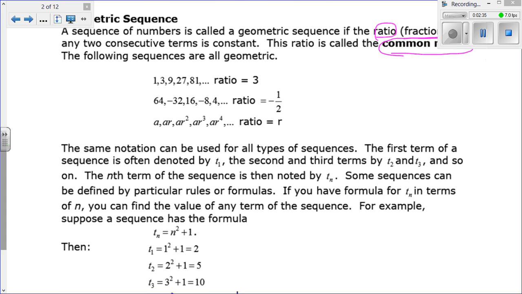All right. So I have 1, 3, 9, 27, 81. My ratio is 3. 3 divided by 1 is 3. 9 divided by 3 is 3. 27 divided by 9 is 3. And 81 divided by 27 is 3. 64, negative 32, 16, negative 8, 4. My ratio is negative 1/2. Negative 32 over 64 is negative 1/2. 16 over negative 32 is negative 1/2. Negative 8 over 16 is negative 1/2. And 4 over negative 8 is negative 1/2. And I have a r squared, a r cubed, a r to the 4th, and my ratio is just r.